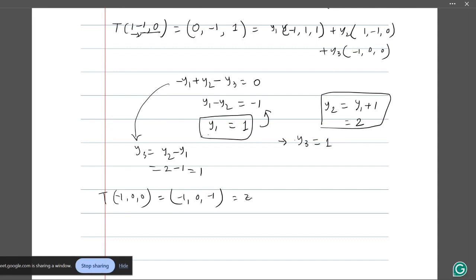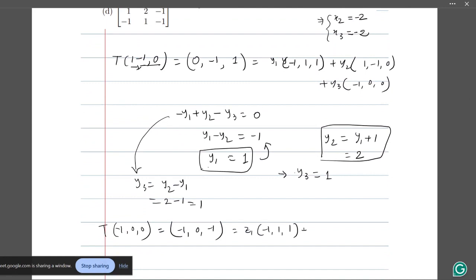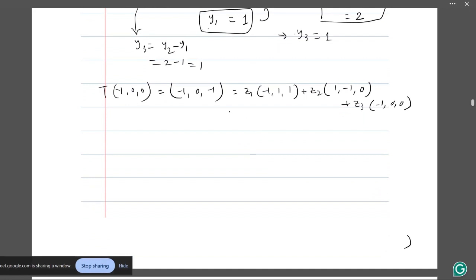Okay. So it is, let's say, z1 times (-1, 1, 1) plus z2 times (1, -1, 0) plus z3 times (-1, 0, 0). So we have three equations here as well. Minus z1 plus z2 minus z3 is equal to minus 1, z1 minus z2 is equal to 0, and z1 is equal to minus 1.